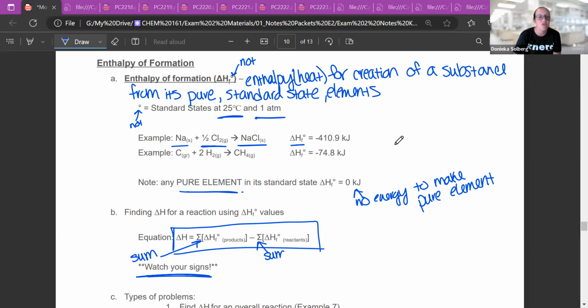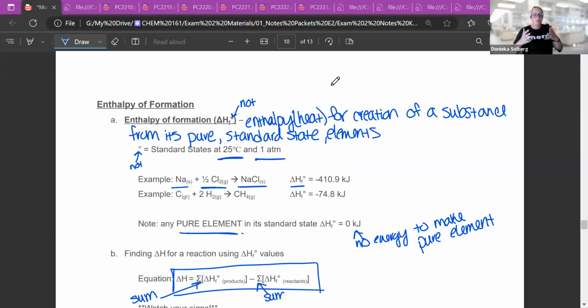So it's the enthalpy, or heat, sorry, for the creation of a substance, or the formation of a substance from its pure standard state elements. So the delta H formation of something is the amount of energy or heat required to make a molecule or an atom from its standard state elements, meaning whatever state they are at 25 degrees Celsius and 1 atmosphere, which is like general pressure and temperature.